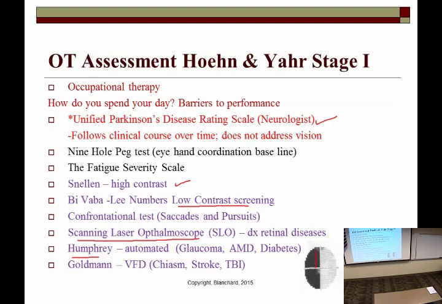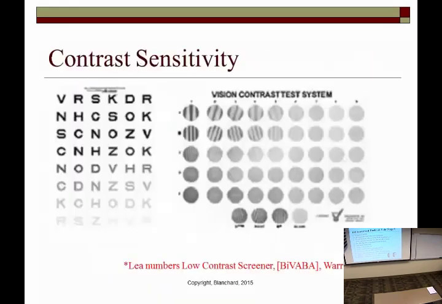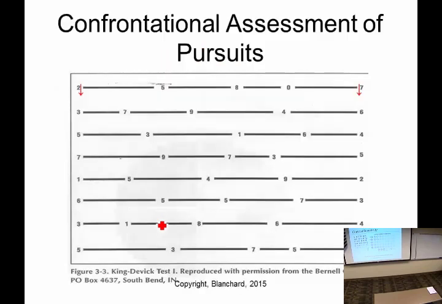Of course, the Goldmann is the standard assessment. This is what contrast sensitivity looks like. Most normal people should be able to read these, but as you go down, it gets lighter and lighter and lighter. Okay? And that's what we need to assess for clients with Parkinson's. We can also do confrontational tests. This is pursuits again. This is those slow movements, right and left, left and right.